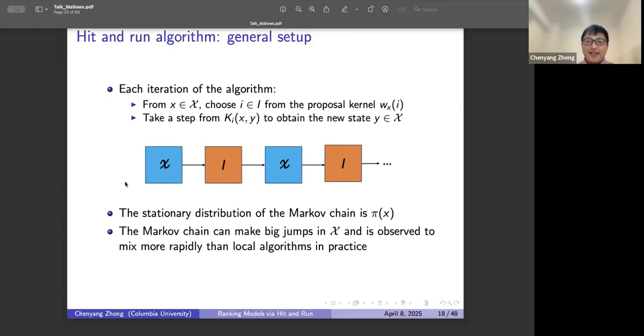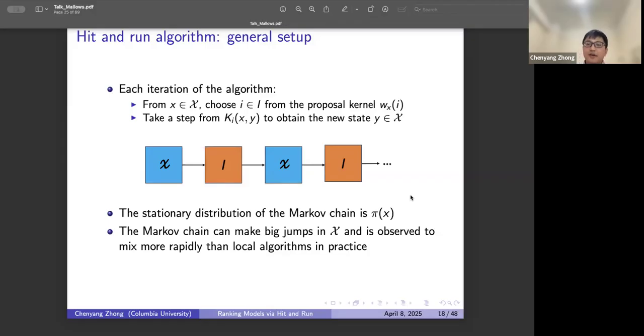So we can see that we have this kind of alternating structure from x to i, and then go back to x and then i. And it can be checked that even under this general setup, the stationary distribution of a Markov chain thus designed is exactly given by the target distribution pi of x.